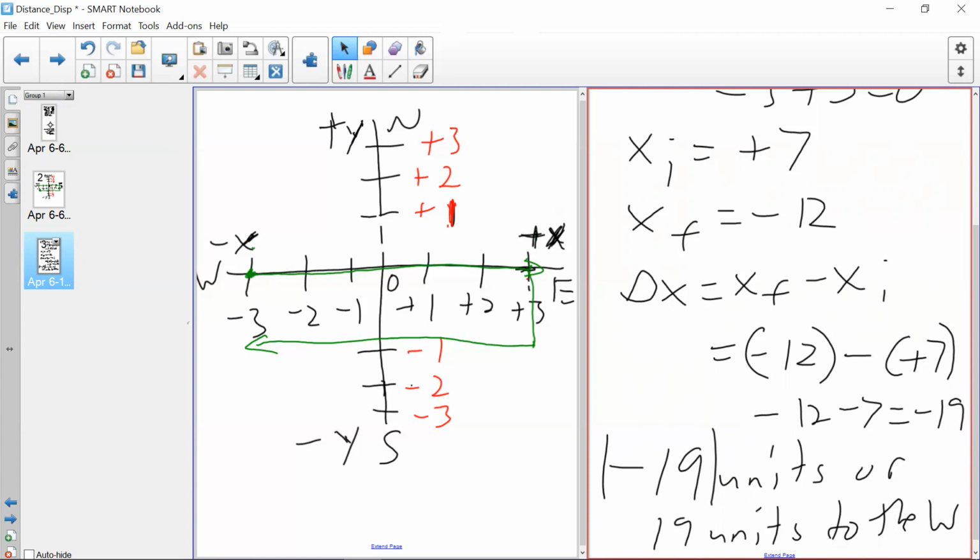And let's see if the first slide's going to work. Nope. But that's pretty much it. Distance is a number. Displacement is a number and a direction. And obviously, of course, the same way in the y-axis. And we'll do more of that next time.